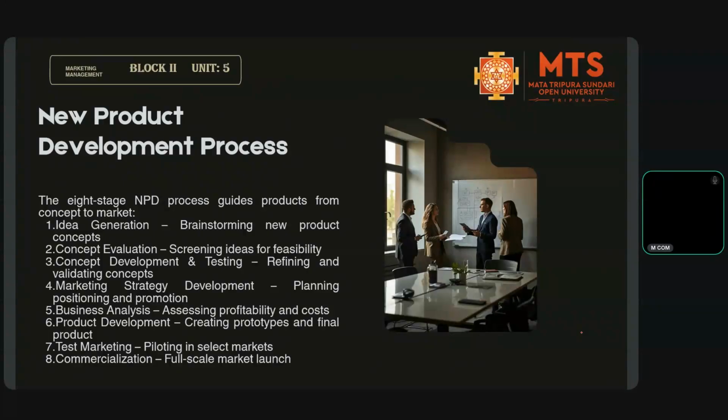Screening ideas for feasibility means if you think, okay, we will make a shoe from leather, okay, we will make some shoe from leaves, okay, we will make some shoe from tree trunk, okay, we will make shoe from different cloths. So from that, the best strategy has to be adopted. Concept development and testing. Now the concept has arrived after evaluating. Then from that, refining and validating the concept has started.